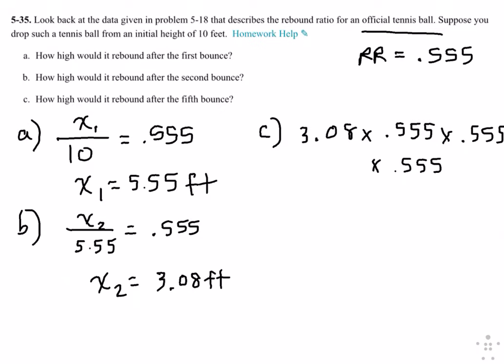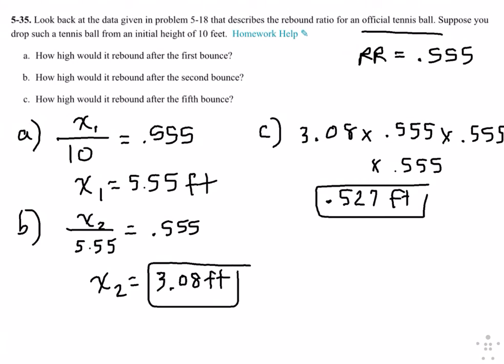So let's do that. 3.08 times 0.555 three times gives us 0.527, right? So I get 0.527 feet. And again, whatever you round off to is fine, right? Okay, so this was the second bounce, the first bounce, and this was the fifth bounce, right?